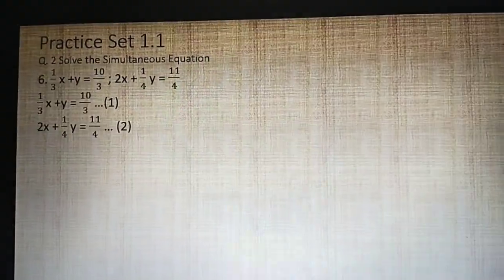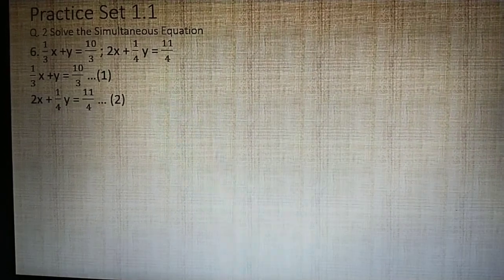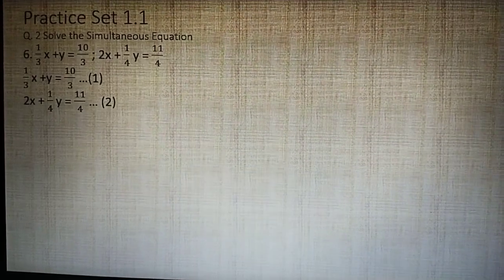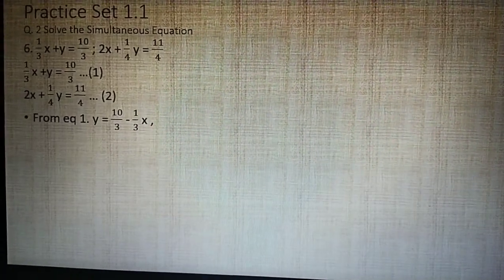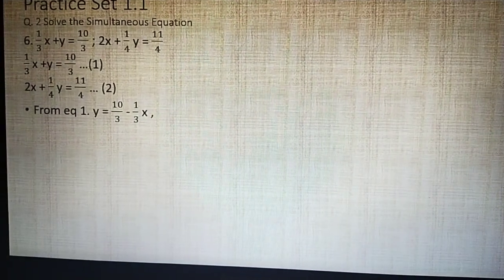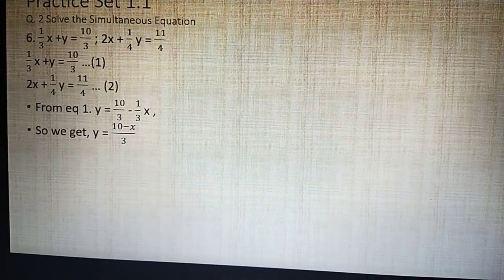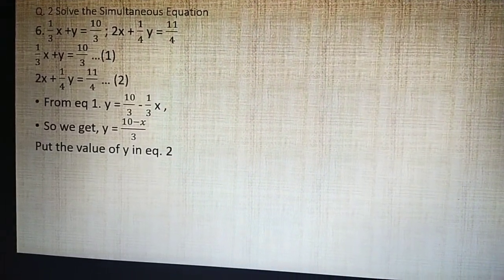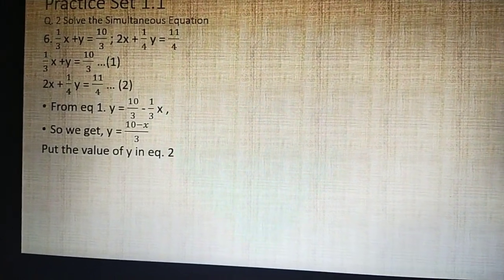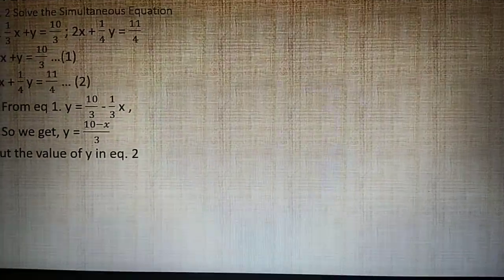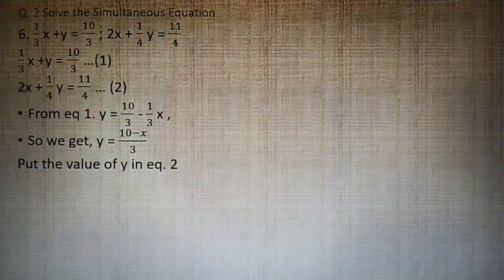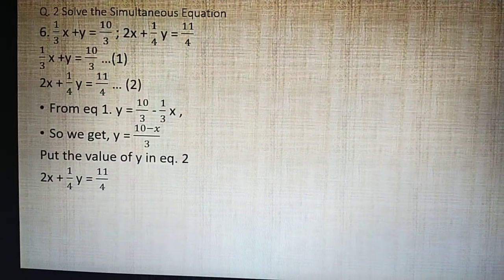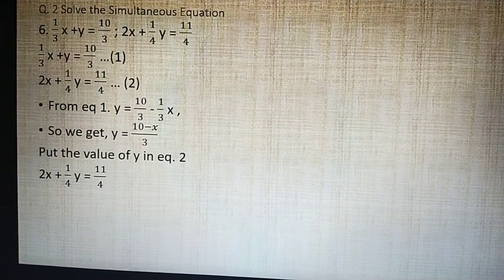What is the conversion now? Which variable has coefficient one, and in which equation? It is in equation 1. So our equation 1 becomes y equals 10 upon 3 minus 1 upon 3 x. So we get y equals 10 minus x upon 3. Now put this value of y from equation 1 into equation 2. What is equation 2? 2x plus 1 upon 4 y equals 11 upon 4.